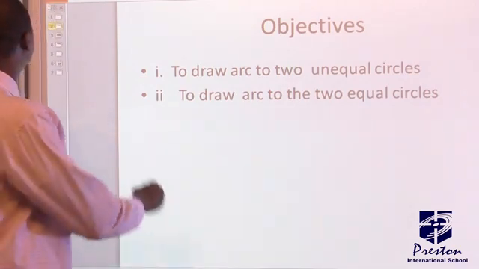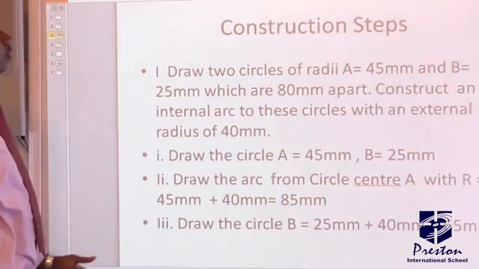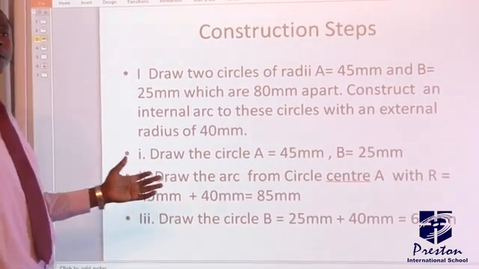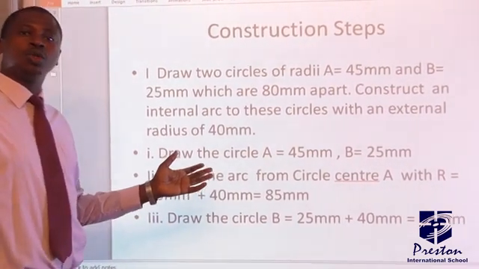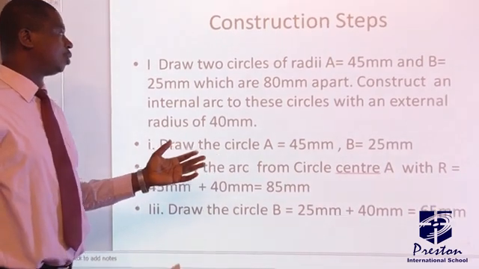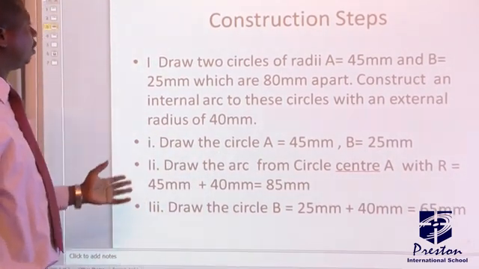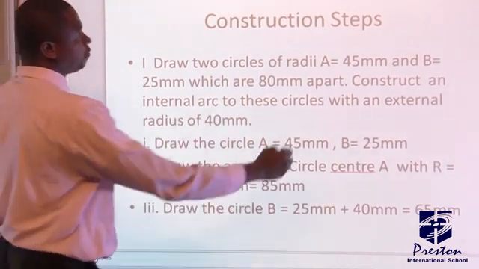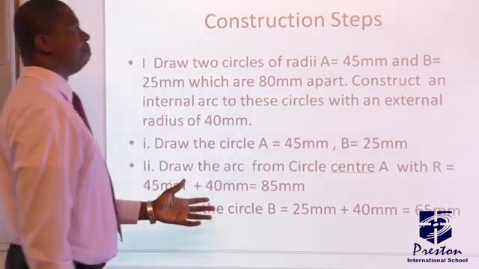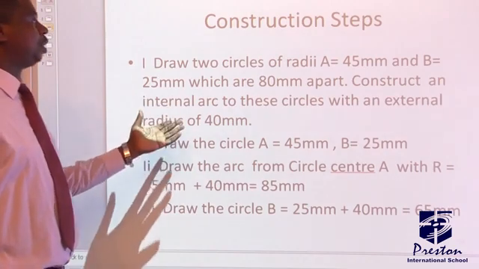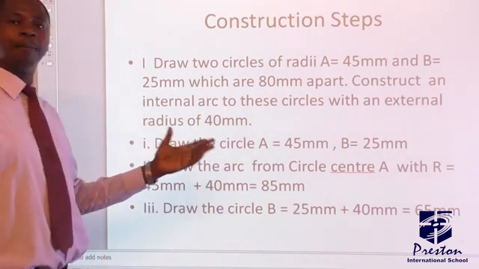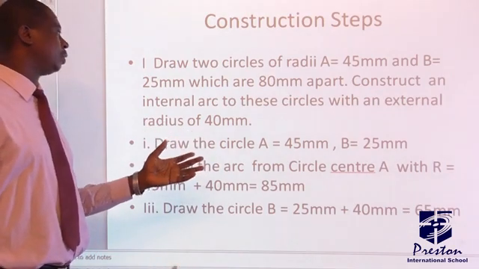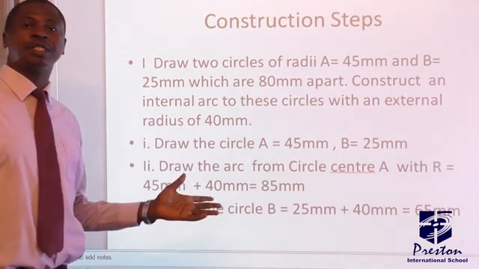So let's go to the next slide. This is the construction steps for drawing of arc to two unequal circles. If you look at the first step, draw two circles of radii A 45 mm and B 25 mm, which are 80 millimeters apart. Construct internal arc to these circles with an external radius of 40 mm.